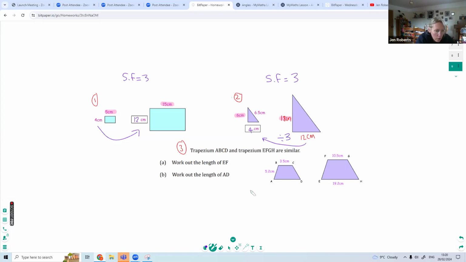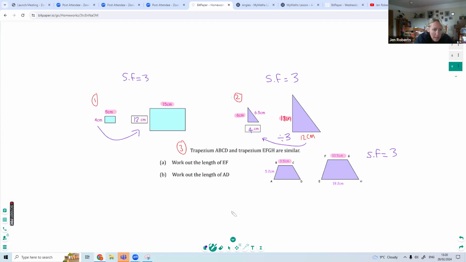Okay, so we've got trapezium ABCD and trapezium EFGH is similar. Work out the length of EF. Before we do anything with this, we need to get our scale factor from known like lengths on both, which are these ones here. So 10.5 divided by 3.5 is 3 again. Our scale factor is 3.